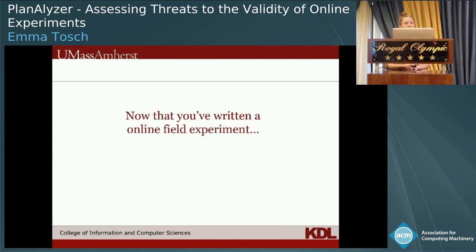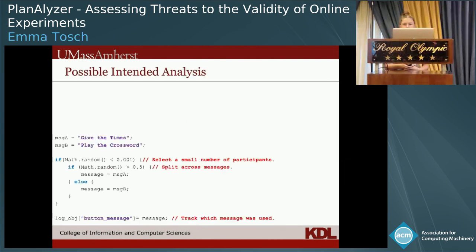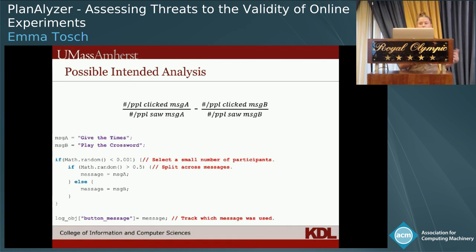So now that you've written an online field experiment, what do you do with it? So you want to analyze the results in service of some question: does my treatment, which here corresponds to the message text, have an effect on the outcome of interest, which we've alluded to being a function of clicks? So let's consider a possible outcome of interest and the associated procedure for estimating it. So we want to know whether there was a difference in the click rate between people who saw message A and the people who saw message B.